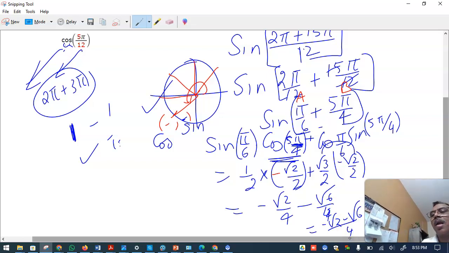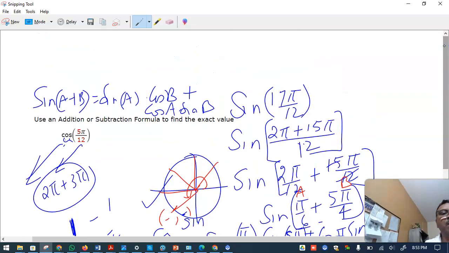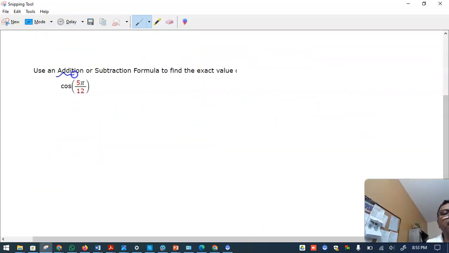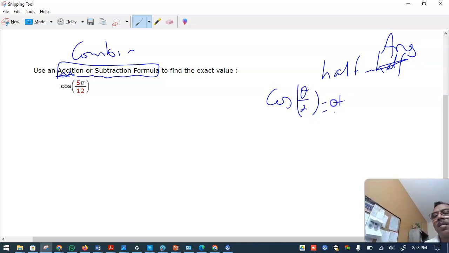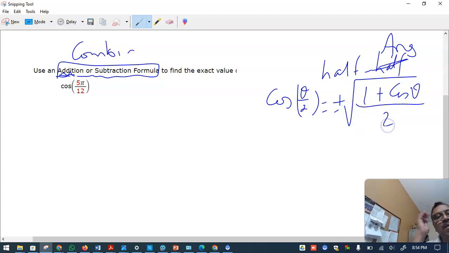But then you could also do this problem in a more easy way. So this time they ask you addition and subtraction, that is the combined angle formula. You could also use the half angle formula. Now what is that half angle identity? Half angle identity is, remember, cosine of theta by 2 is plus minus square root of (1 plus cosine theta) over 2. So this is easier to do directly, but they did ask us this question.